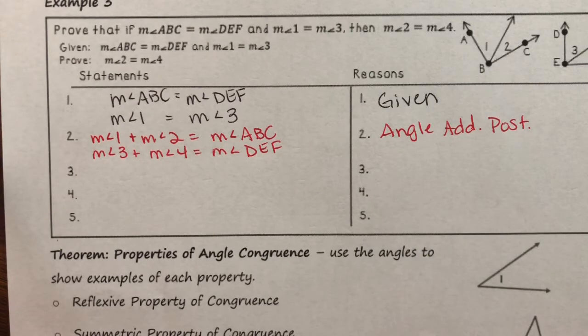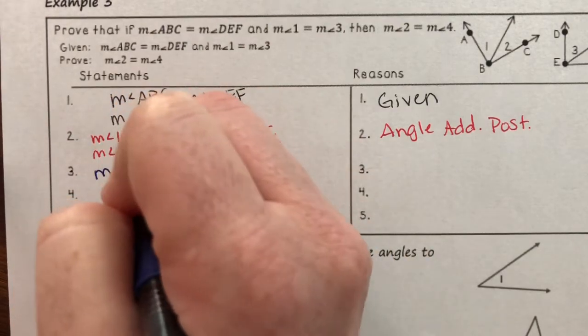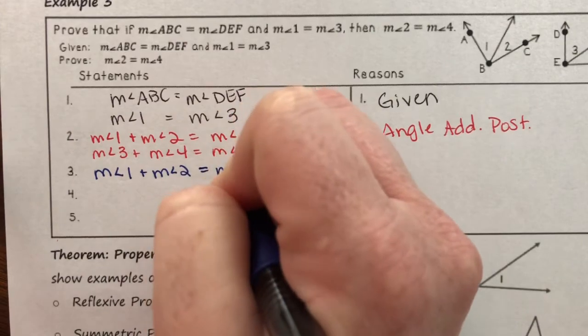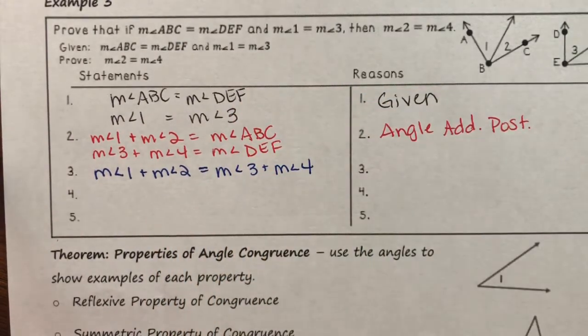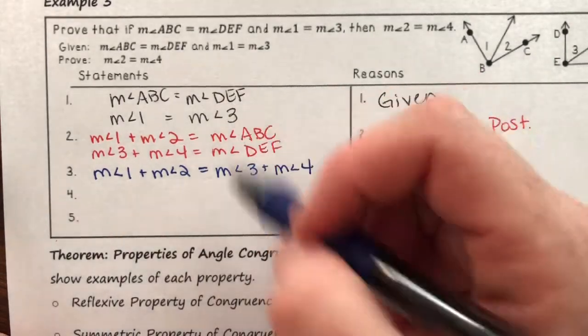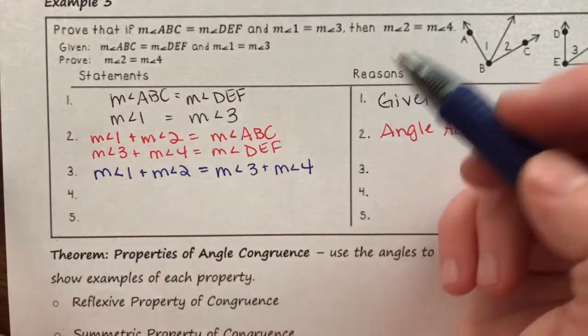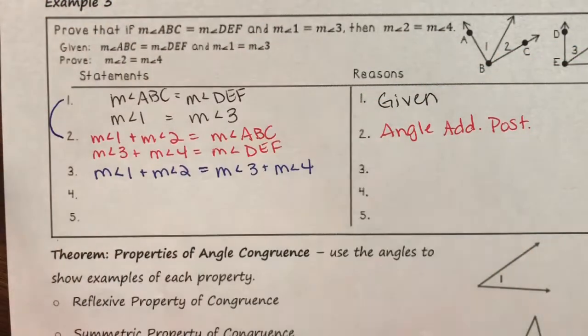In line 3, I'm gonna say that the measure of angle 1 plus the measure of angle 2 equals the measure of angle 3 plus the measure of angle 4. Why did I say that? Well, look at my steps that I have so far. I'm not making up stuff, right? I have to work off what's given to me. So I'm basically combining step 1 and step 2.